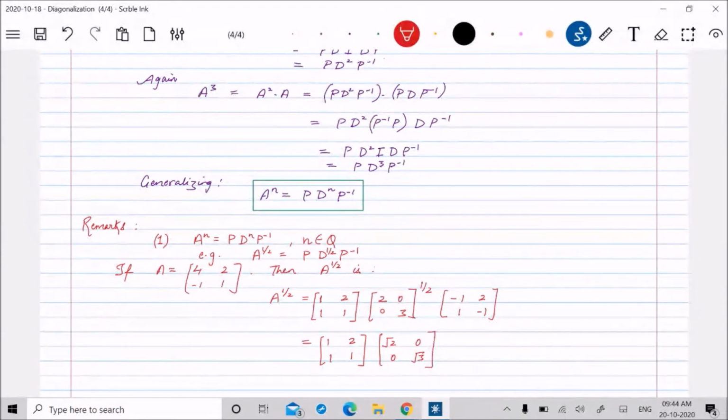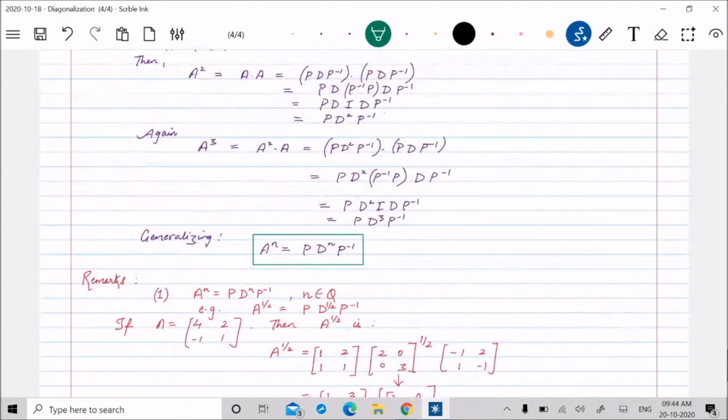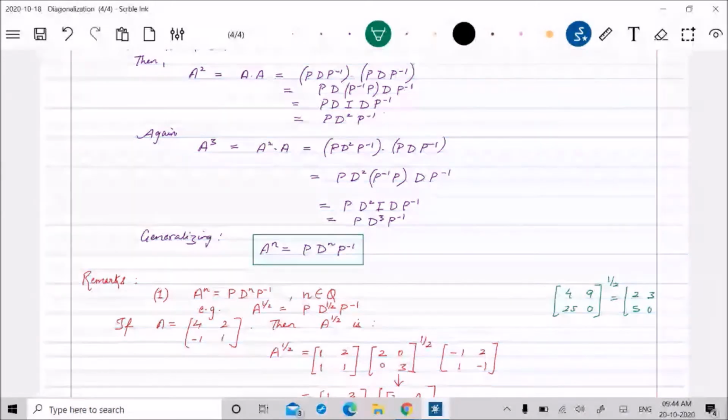Right. So this is a good thing about a diagonal matrix. Finding a power of a diagonal matrix is easy, but please pay attention, it doesn't mean that if you have numbers like 4, 9, 25 and 0, and you are going to find the square root of this thing, then it doesn't mean that it is 2, 3, 5, 0.